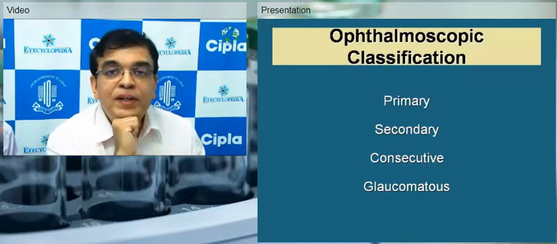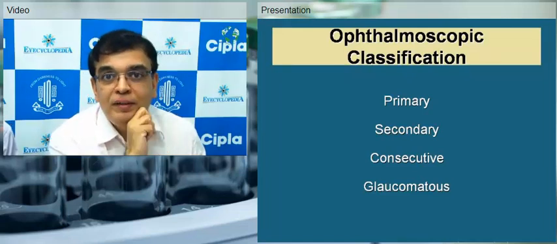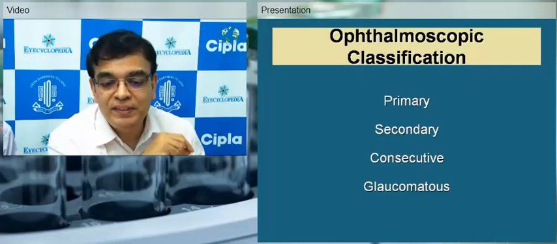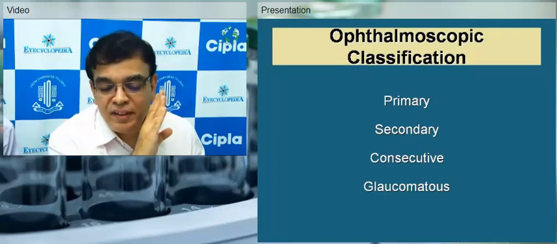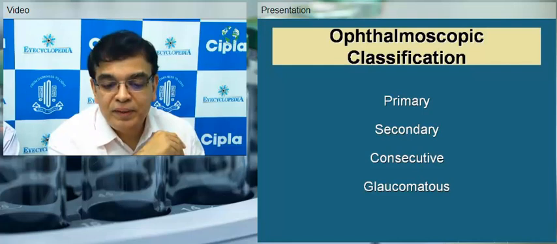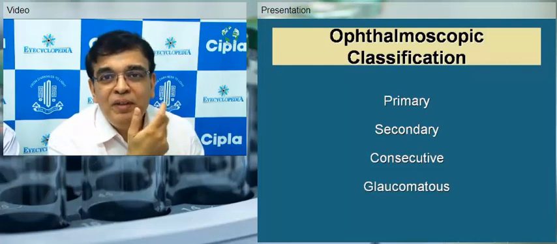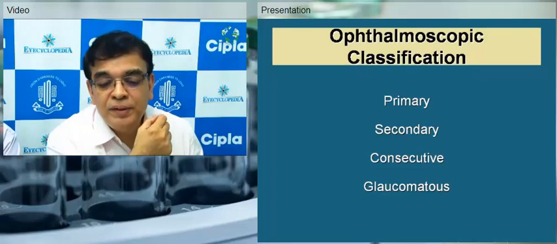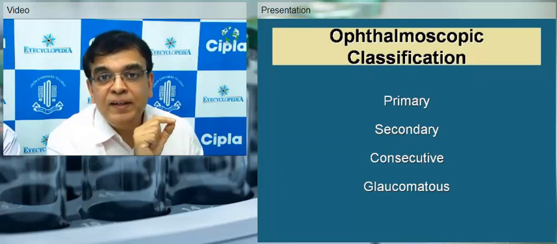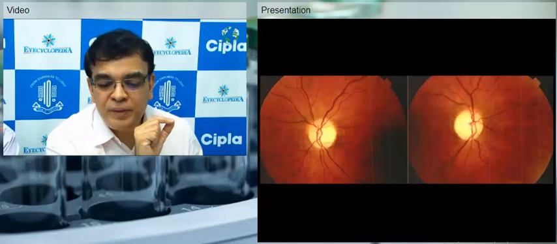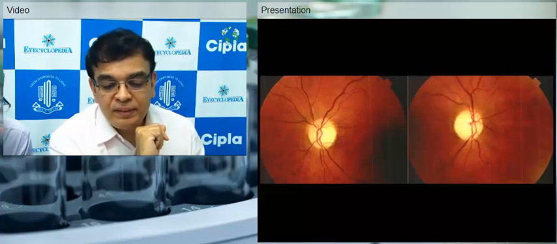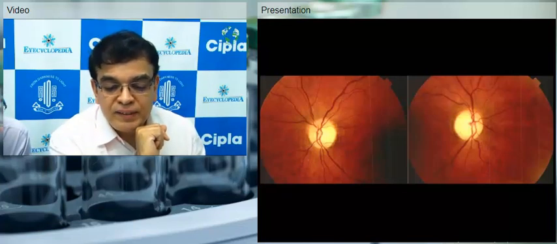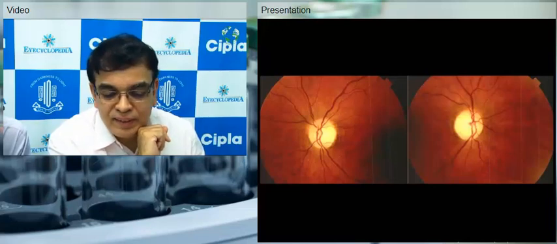We are all familiar from our textbooks from medical college and ophthalmology residencies that the classification of optic atrophy is primary, secondary, consecutive, and say glaucomatous, for example. So you may be wondering, why are we going on and on about this? I think it's important because this particular classification tells you what kind of optic atrophy it is. For example, this is a disc which is looking pale, whose margins are quite sharp, whose vessels are all looking all right, maybe a little thinning.